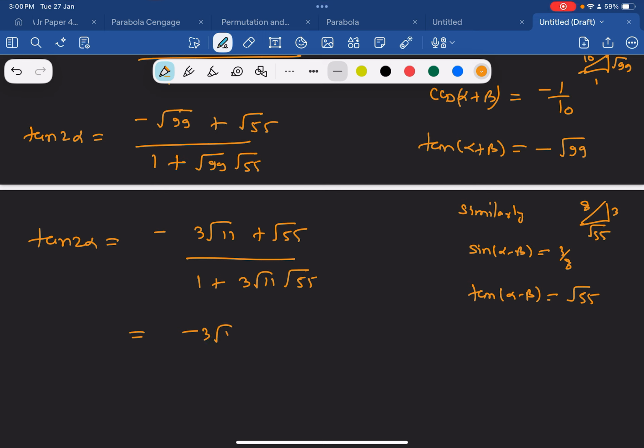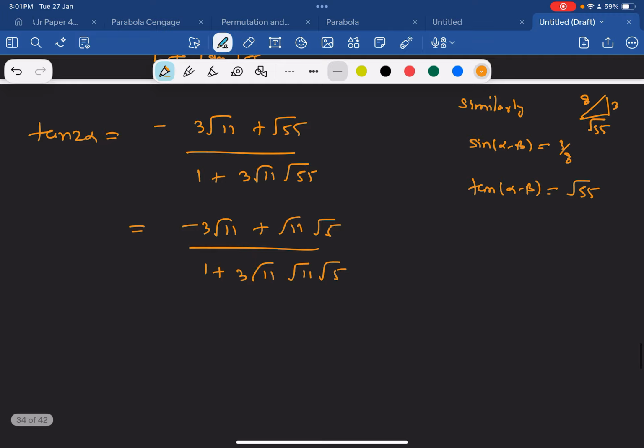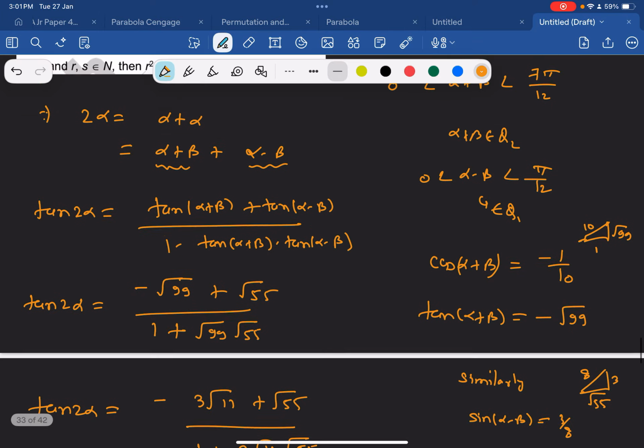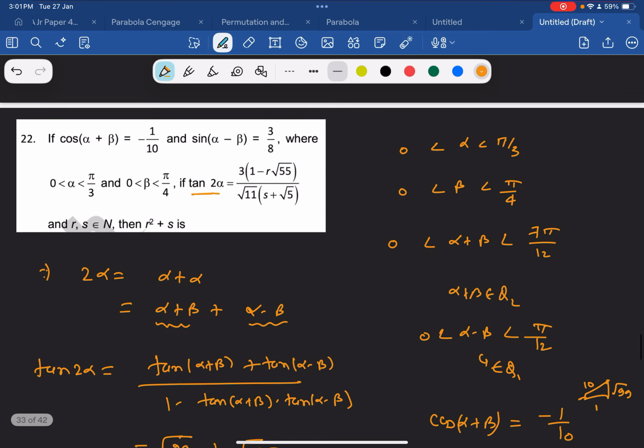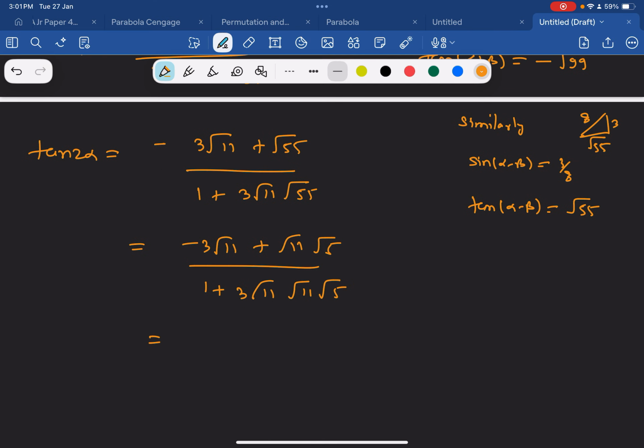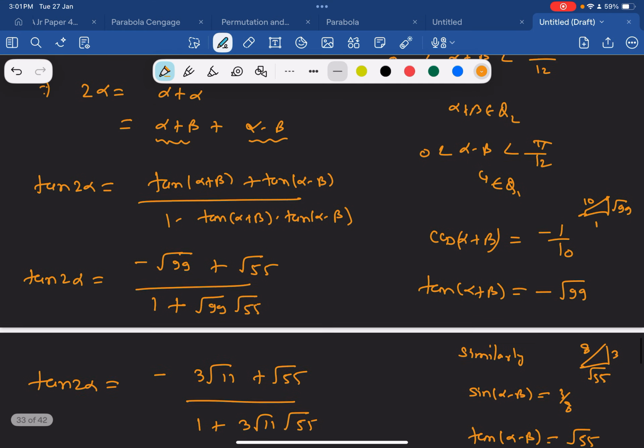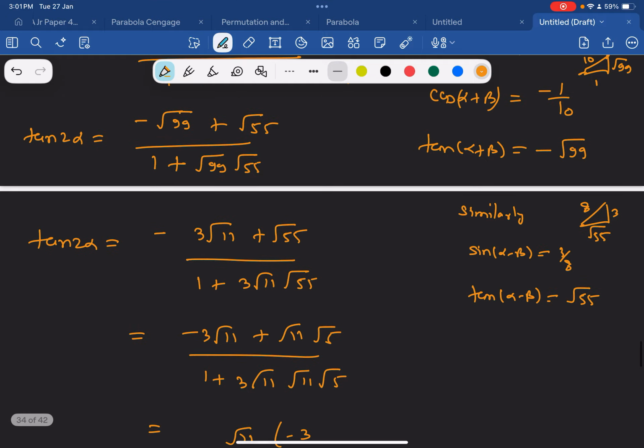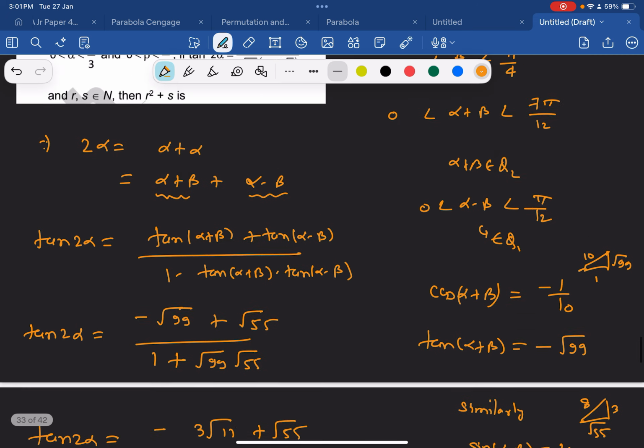So what we can do here, see that minus 3 root 11 plus root 11 into root 55 I can write out here, and 1 plus 3 root 11, and this will also be root 11 into root 5 I can write out here. So this is what we are going to get now. Take root 11 common, so how much are you going to get now, so minus 3, so I guess root 55.